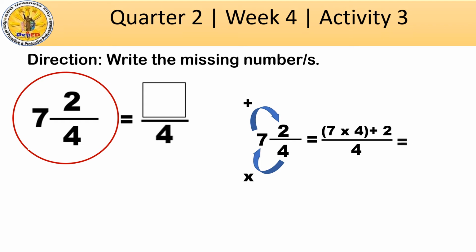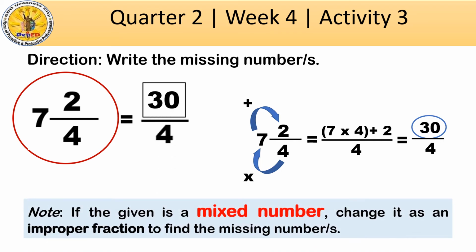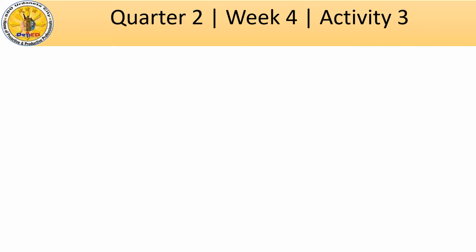7 times 4 plus 2 is equal to 30. And the denominator is 4. So the improper fraction for the mixed number 7 2/4 is equal to 30/4. And the missing numerator or the missing number is 30. Take note that if the given is a mixed number, change it as an improper fraction to find the missing number or numbers. Let us proceed with the next example.